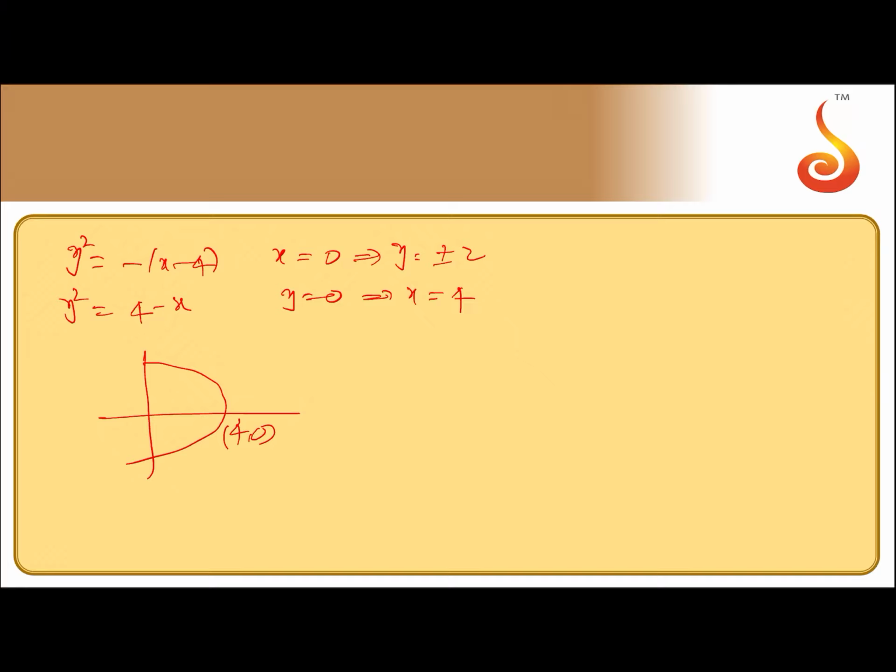The points are (4, 0), (0, minus 2) and (0, plus 2), and therefore the area is given by 0 to 4. You can calculate the upper value and then multiply by twice of it. Because of the symmetry, the required area is equal to twice the integral from 0 to 4, under the curve. The curve is root of 4 minus x dx.